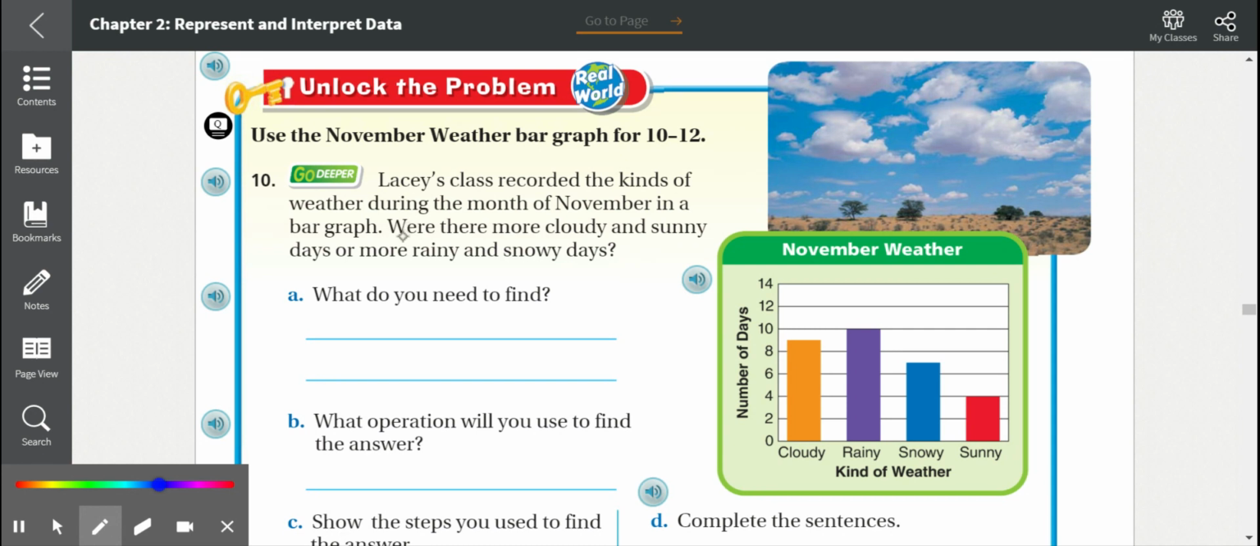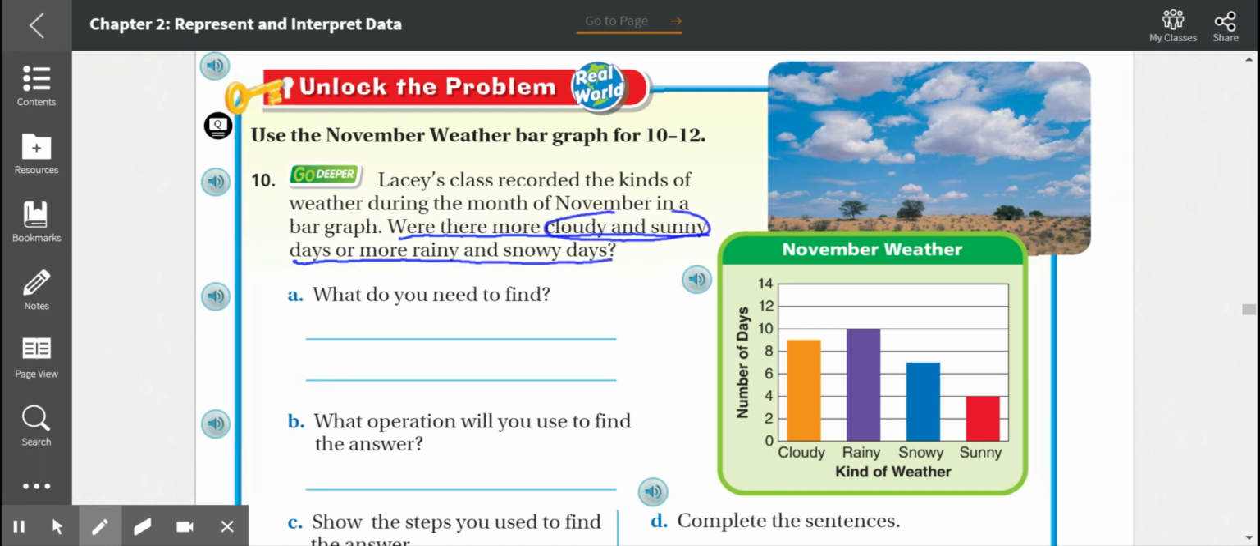Let's underline what we want to know. Were there more cloudy and sunny days, or rainy and snowy? Circle the days we want to combine. Cloudy and sunny, or rainy and snowy? Let's look at the bar graph. And 3rd grade, if I'm going too fast, please just press pause and then press play when you're ready. November weather. We have the number of days over here, and then the types of weather down here. So cloudy, rainy, snowy, sunny. And our scale is going by 2s because it goes from 0 to 2.